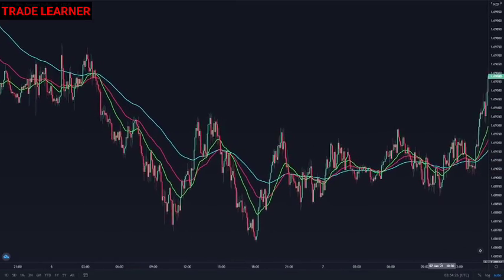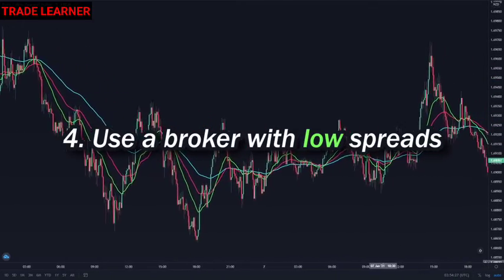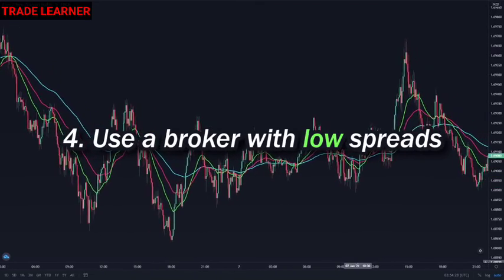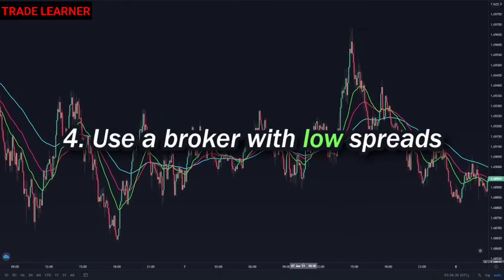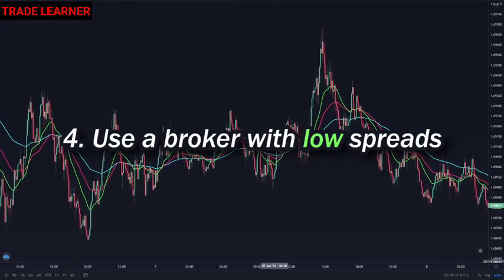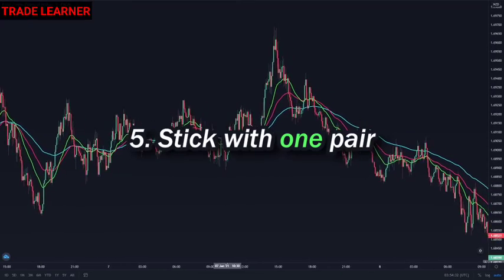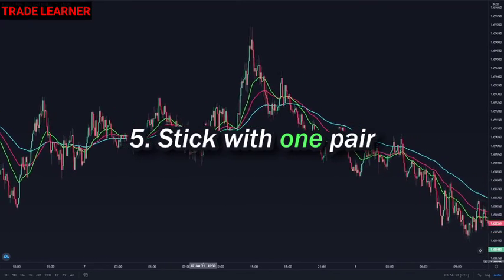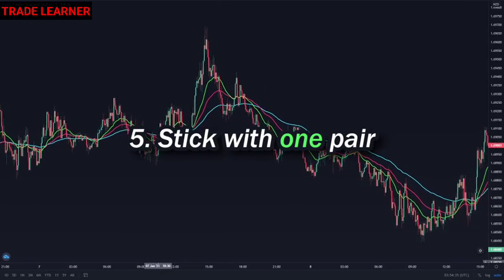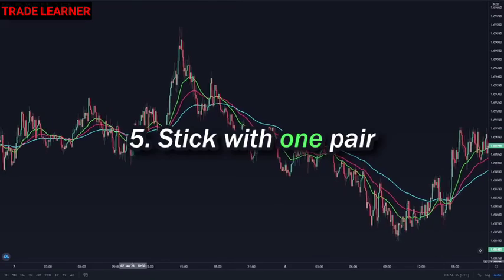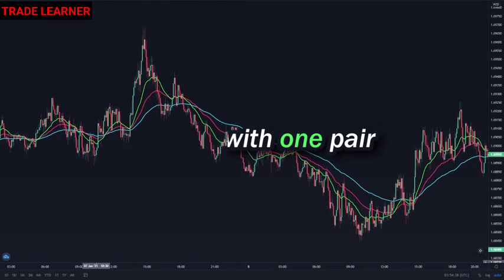The fourth tip is making sure you're using a broker with a low spread. This is actually very important because when you're scalping, every single pip counts. And if you're using a broker with a wide spread, you will have a hard time making a profit. And the last tip is sticking with one pair. When you're scalping, entry signals will appear very often. So you don't have to worry about missing entry signals from other pairs. Just choose one that you're comfortable with and stay with it.